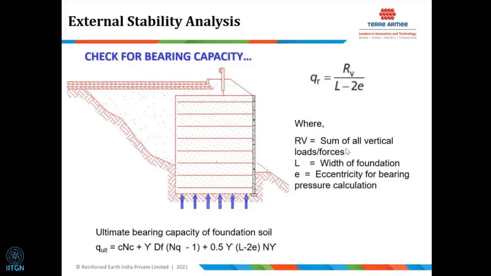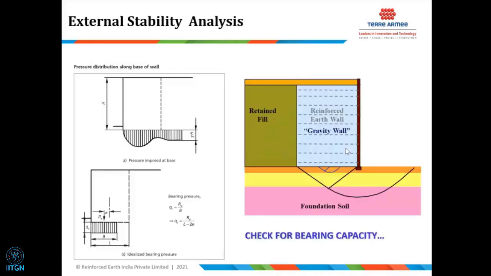Then your bearing capacity. There is a little difference in the way we calculate the bearing capacity for a conventional RCC structure or any gravity structure compared with a reinforced soil wall, because of the flexibility of the foundation. So it's not a typical trapezoidal distribution. It is more like a Meyerhof distribution.